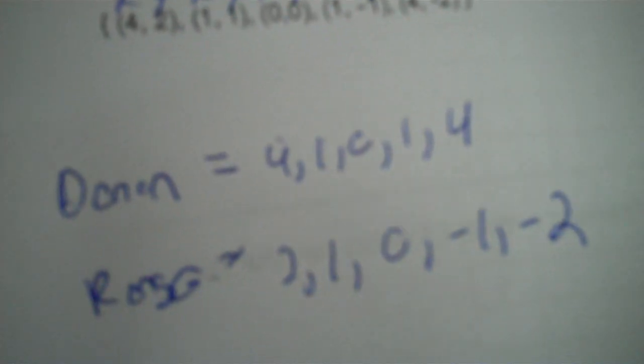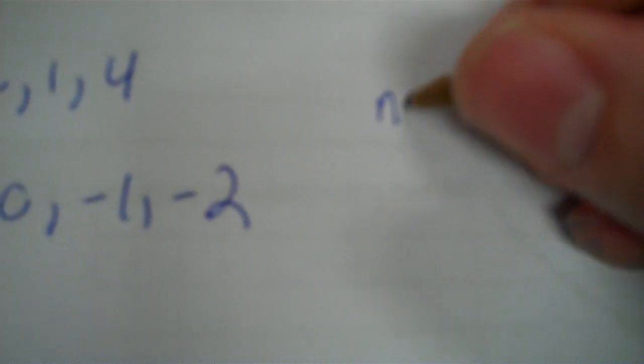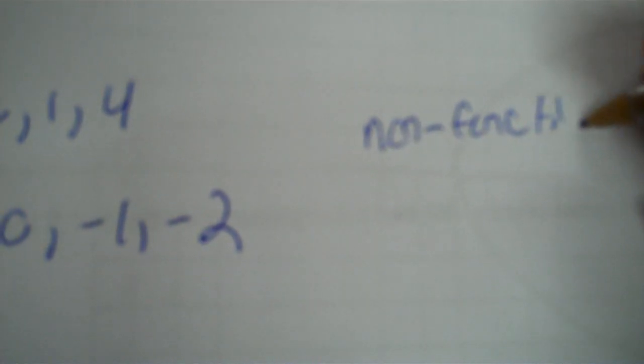Okay, domain, range. xy, xy, xy, xy, xy. So the domain is 4, 1, 0, 1, 4. Okay, range, you have 2, 1, 0, negative 1, negative 2. Now we have all the domain numbers, we have repeats, 4, 4, 1, 1. If you have any repeats at all in the domain, it's a non-function. Okay, so that should be pretty easy.